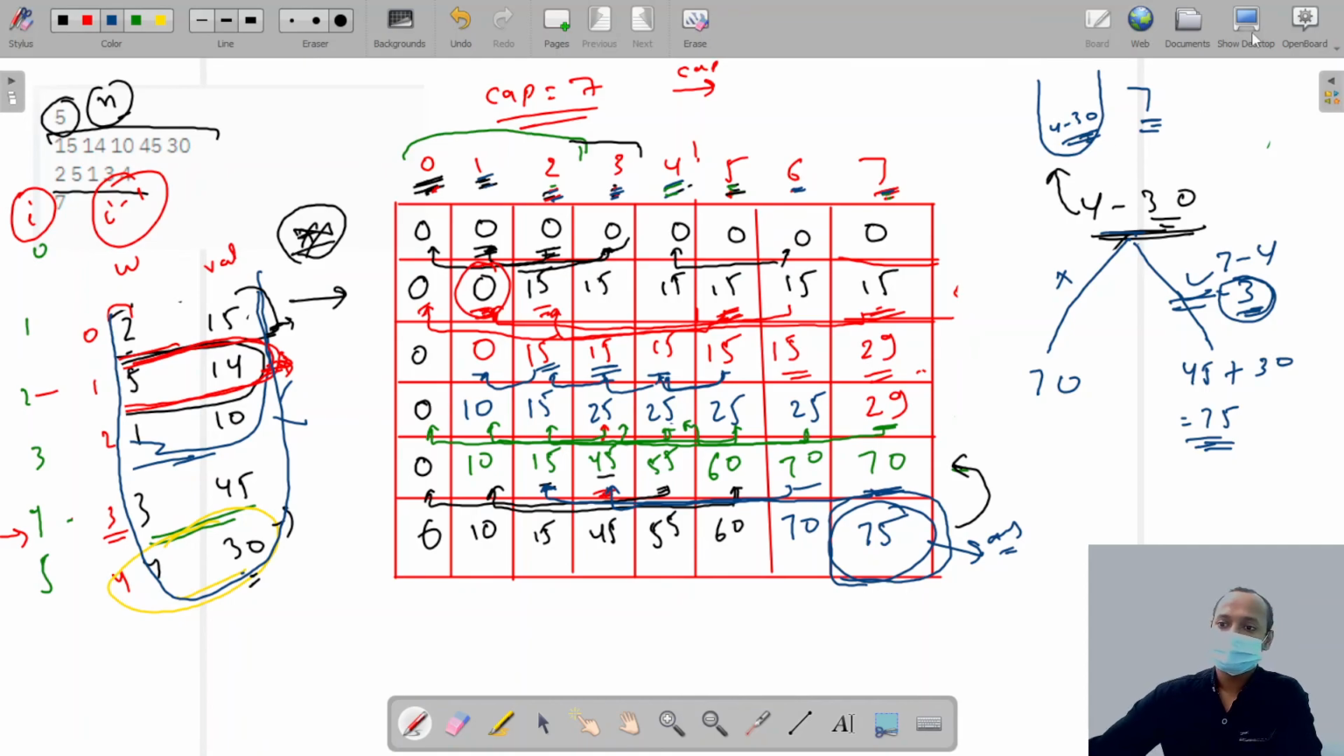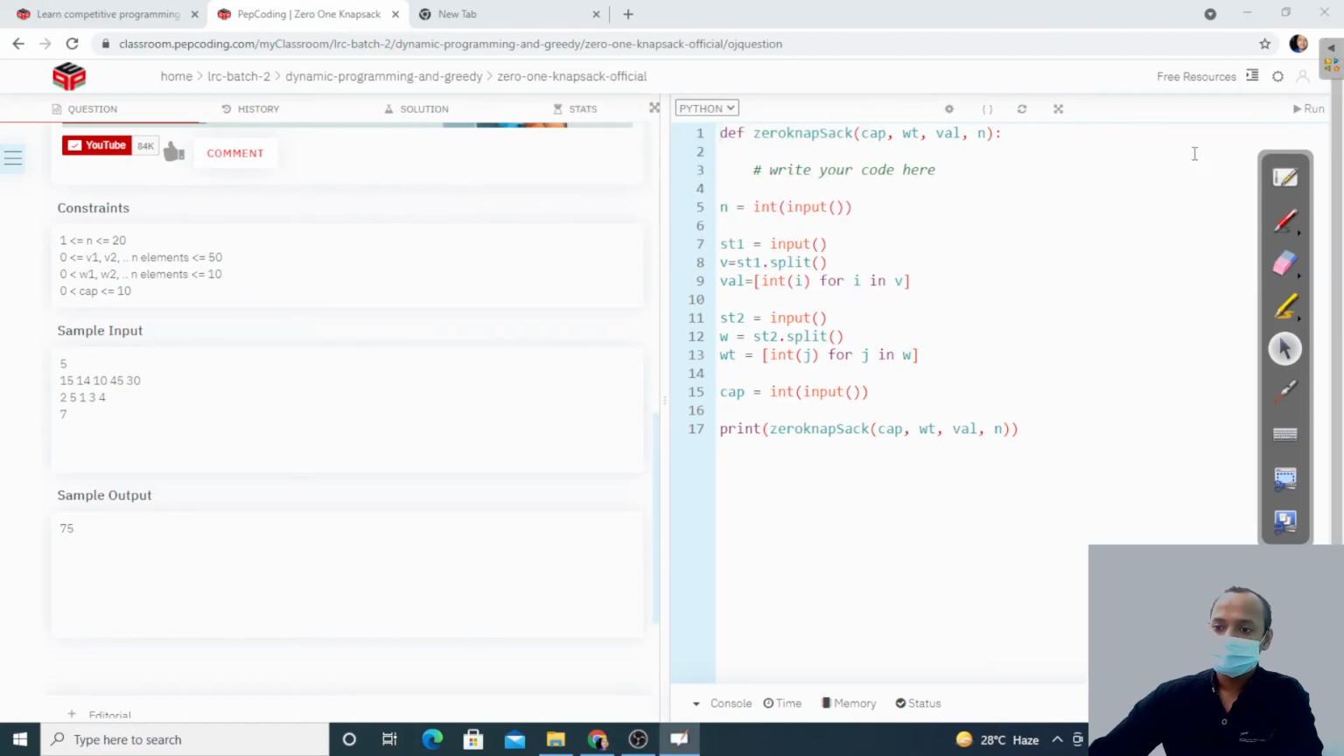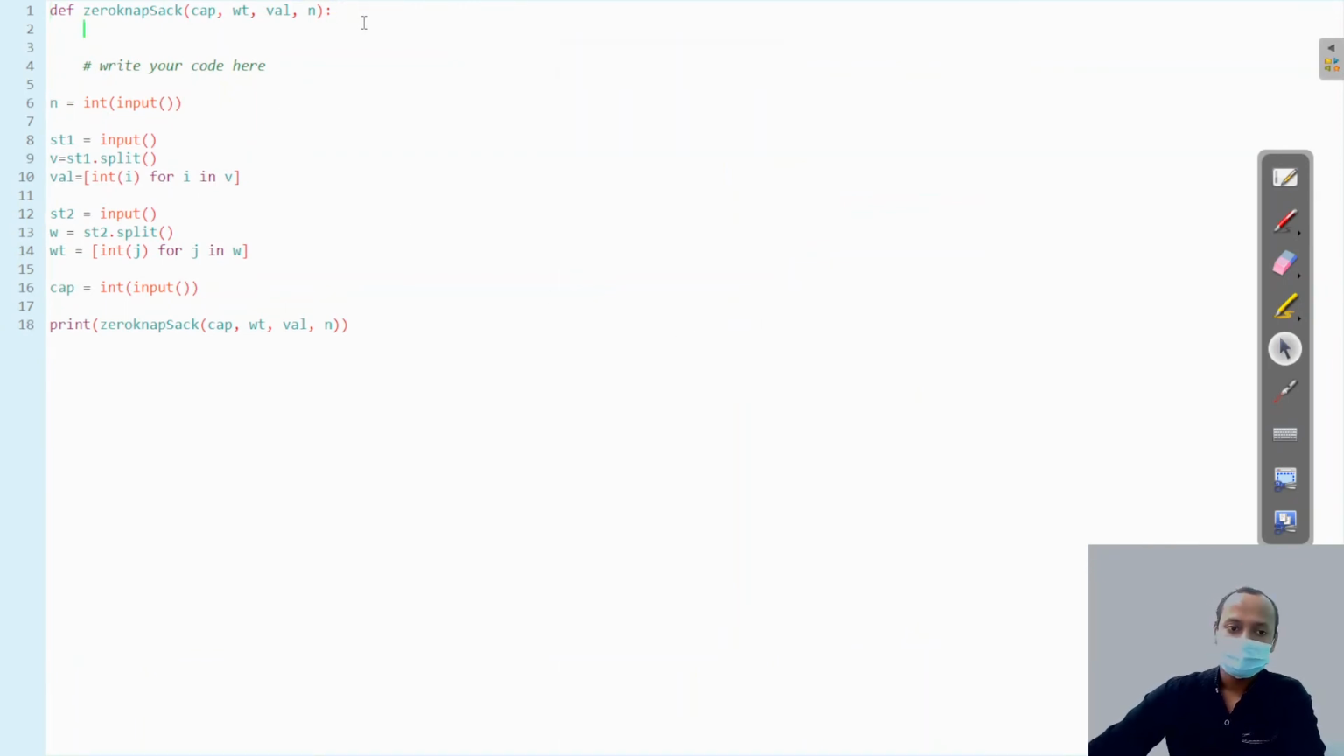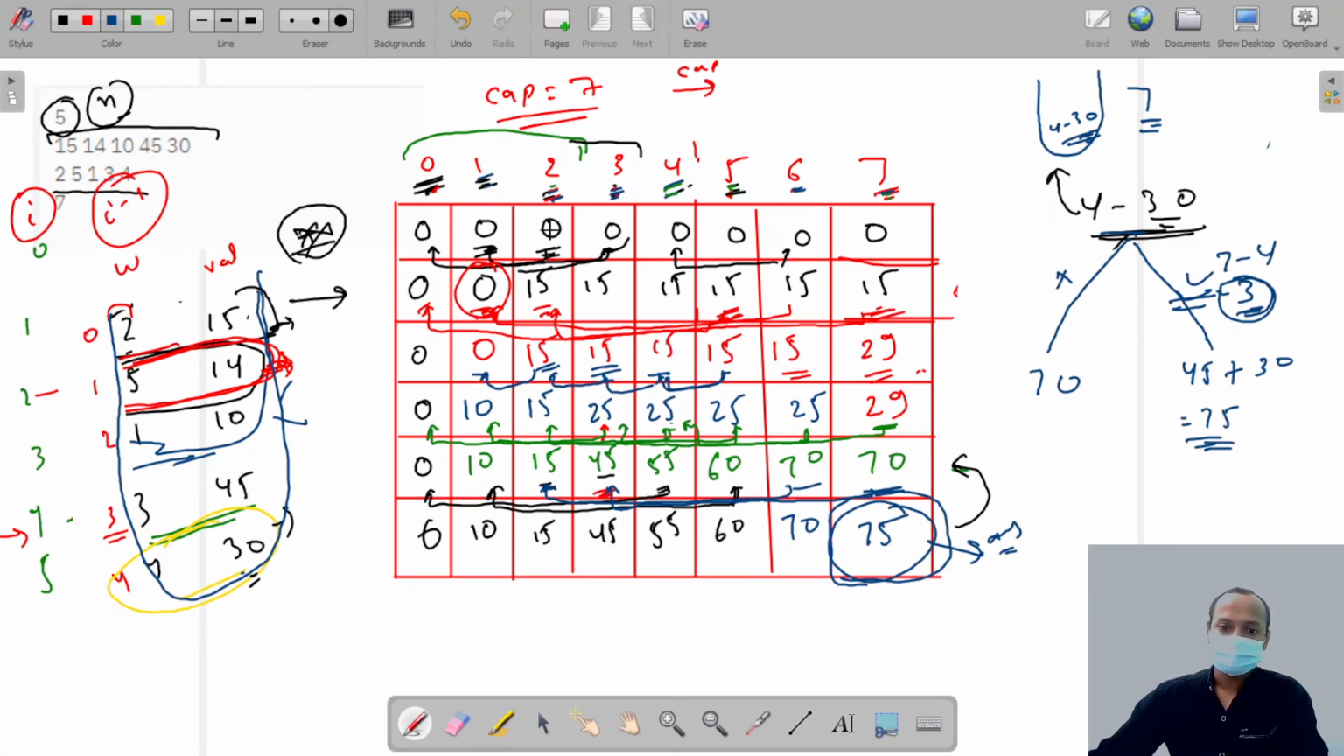Now let's code it. So let's code in recursion. So first, what we have to do? First we make a DP of size what? Size the item value plus 1. It means n plus 1 cross, what is the capacity? Capacity 7 plus 1. So this is our size.